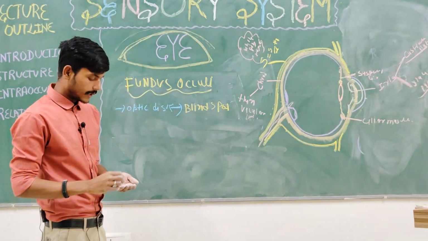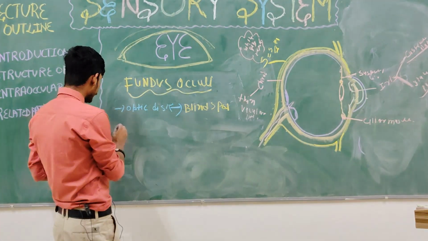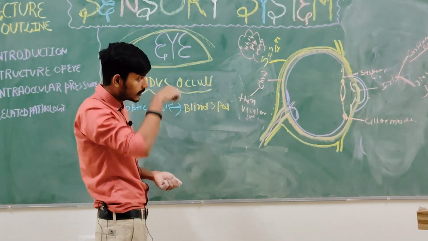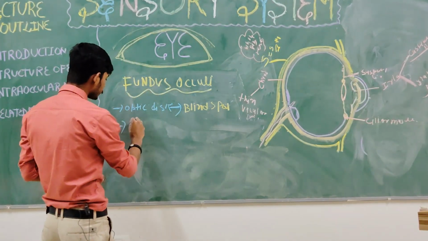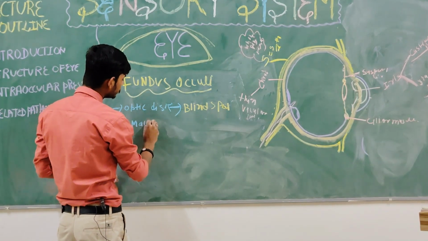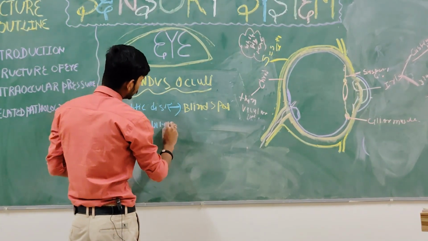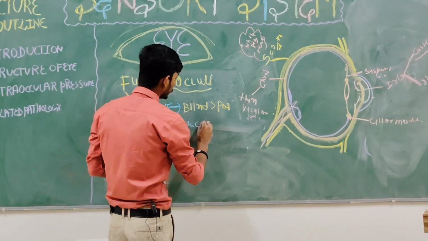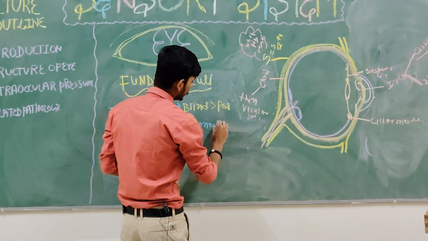The second thing contained in the fundus of the eyeball is the macula lutea with fovea centralis.